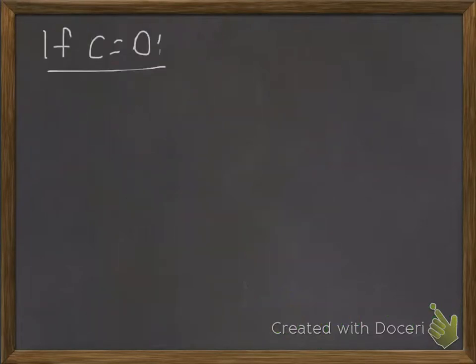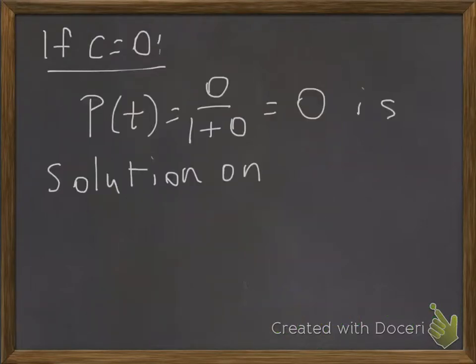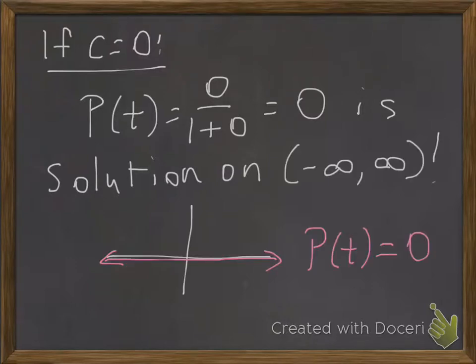Now let's consider the case c equals 0. In this case, our function becomes p of t equals 0, and that is perfectly well defined on the whole real line as well. It's just the horizontal line y equals 0. So in the case c equals 0, we also get a well-defined solution everywhere.